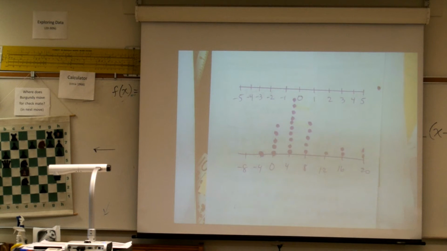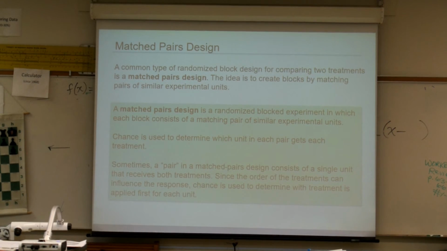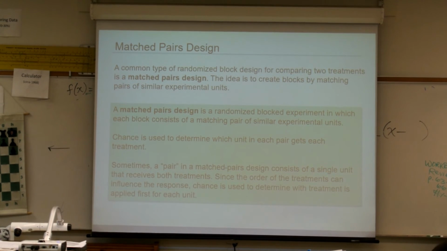Okay? So let me project the slide here, and we'll make sure we understand. Just in case you cannot see the language on your paper, I will project it for you. So sometimes a pair consists of a single unit. In the experiment I just did, what was a pair? 2 different readings. You with me? But it came from a single unit, you being the single unit. Okay? So that single unit has to receive both treatments though. So for this to be a true matched pairs design, each unit has to experience both treatments.